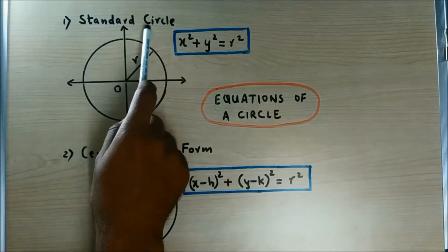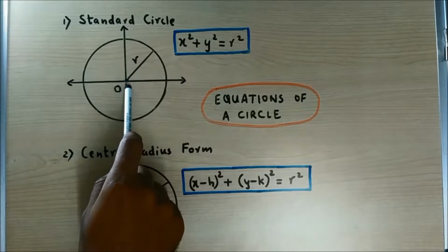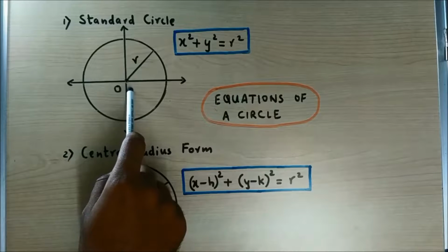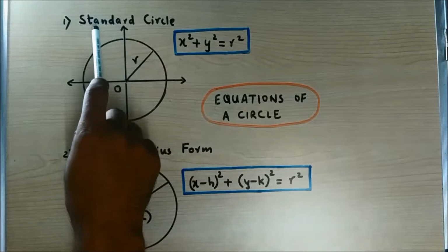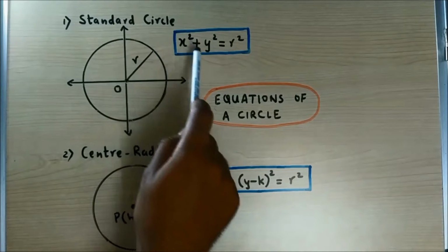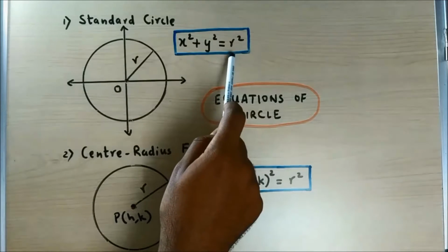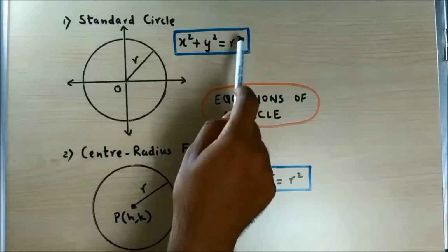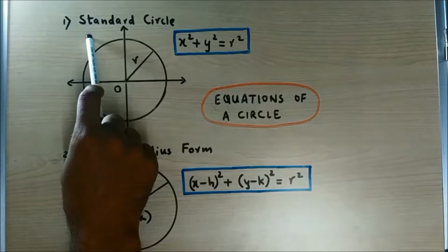Now what exactly is a standard circle? If you draw the circle and its center lies at the origin, remember, the circle with center at the origin is termed as the standard circle. And the equation of a standard circle is given by x square plus y square equal to r square. Now r denotes the radius. Okay, so that's the equation of a standard circle.